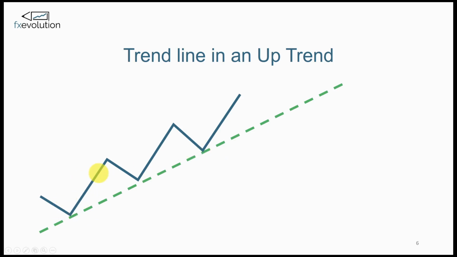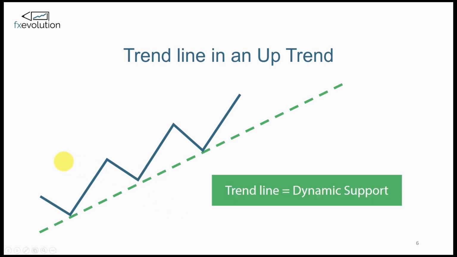Now what I like to do is I like to see a consecutive amount of touches before I analyze this as a trend line. So we need to make sure that we have hard, fast rules as technical analysts. So a trend line is dynamic support.